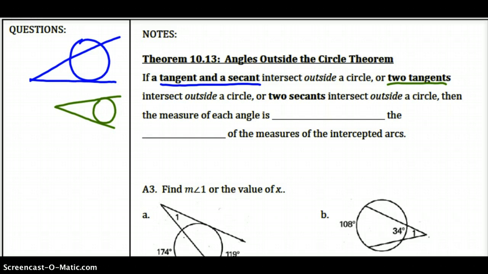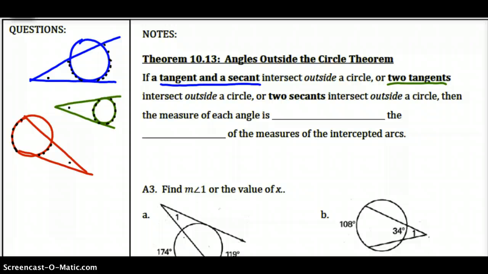Or if I had two secants intersecting, so I've got a secant here and a secant here. In each case, we have an angle, we have a small arc, and we have a bigger arc. So all three of these have the same formula.